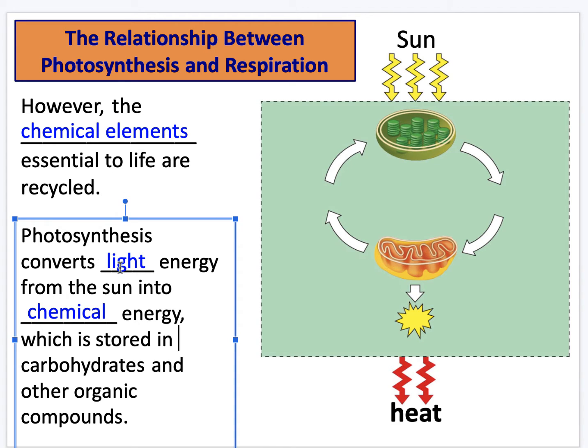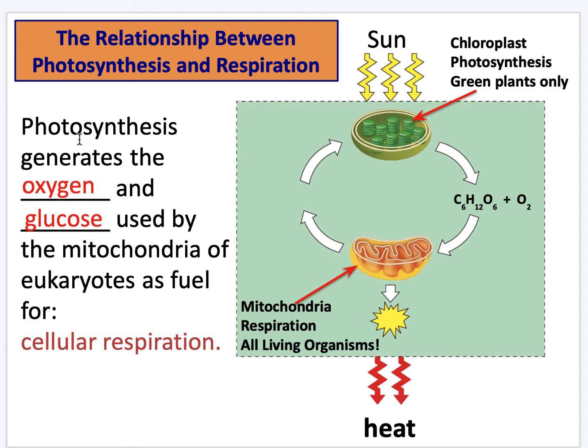Photosynthesis converts light energy from the sun to chemical energy, and we've already talked about that. Photosynthesis generates oxygen and glucose, which then get used by the mitochondria of eukaryotic cells for cellular respiration. And then the mitochondria will produce water and carbon dioxide that the chloroplast will need.